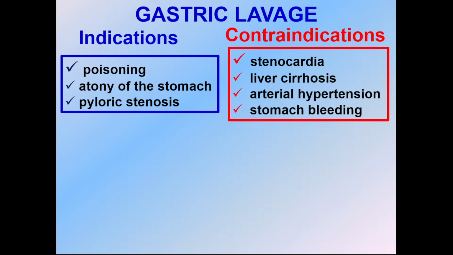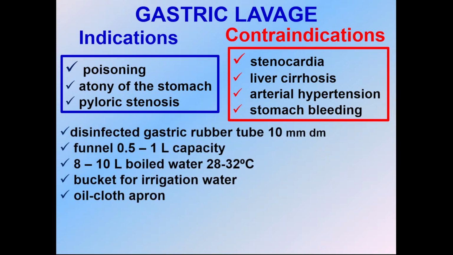Patient with arterial hypertension and patient with visible stomach bleeding. For this manipulation, we must prepare equipment. First of all, we need sterile disinfected gastric rubber tube with diameter 10 millimeters and length nearest 1.5 meter. We must take funnel of 0.5 or 1 liter capacity.